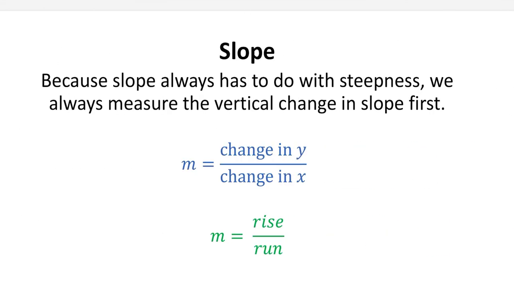Because slope always has to do with steepness, we measure the vertical change first. So vertical change right here means we're going up and down. Slope is a fraction. It's always a fraction. However much we change going up and down goes on top of the fraction, and however much we change going sideways goes on the bottom. That way, if you think about trying to go up a hill, how you measure it, you would go up and then over.